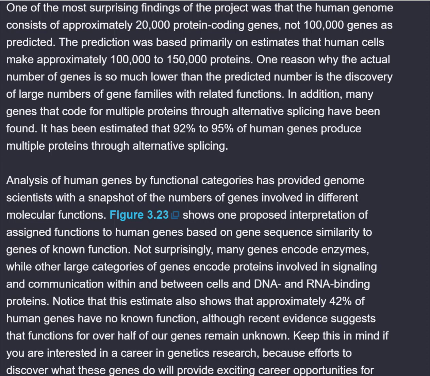One reason why the actual number of genes is so much lower than the predicted number is the discovery of large numbers of gene families with related functions. In addition, many genes that code for multiple proteins through alternative splicing have been found. It has been estimated that 92% to 95% of human genes produce multiple proteins through alternative splicing.